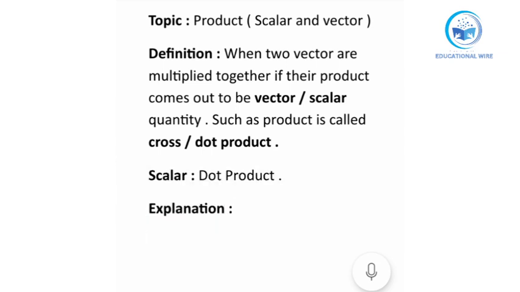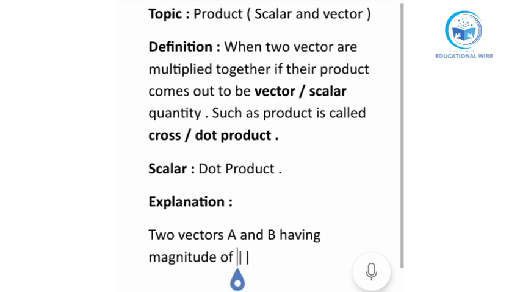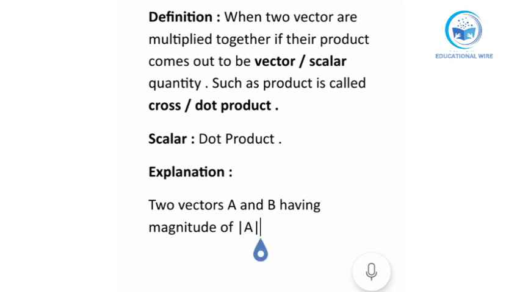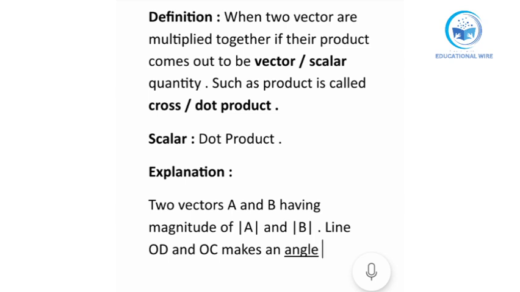In the explanation we will write that two vectors A and B having magnitude of A and B, then lines OD and OC make an angle on the X axis. This is called dot product, or you can say scalar product.